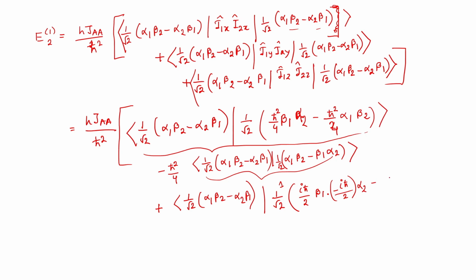I1y working on beta 1. So that is again going to give us minus iħ/2 alpha 1, and I2y working on alpha 2 is going to give us iħ/2 beta 2.